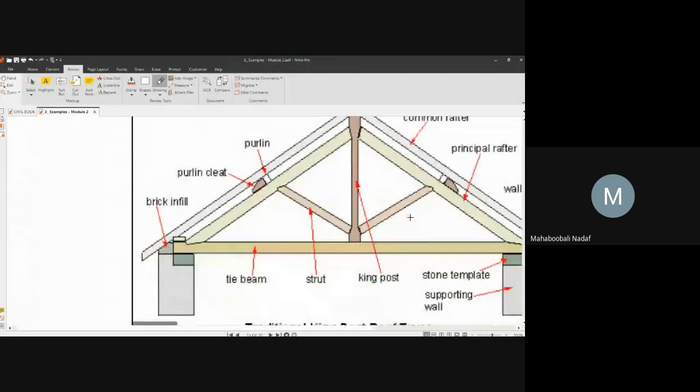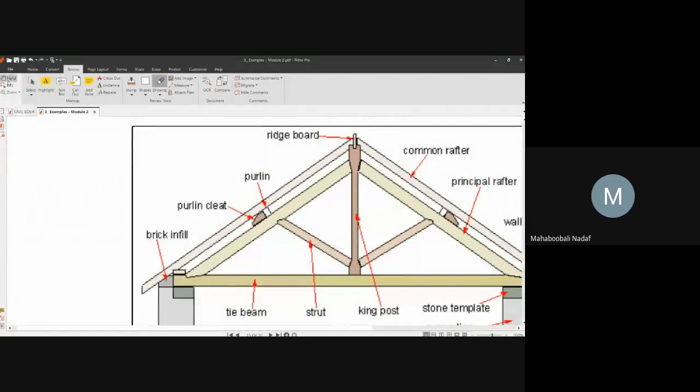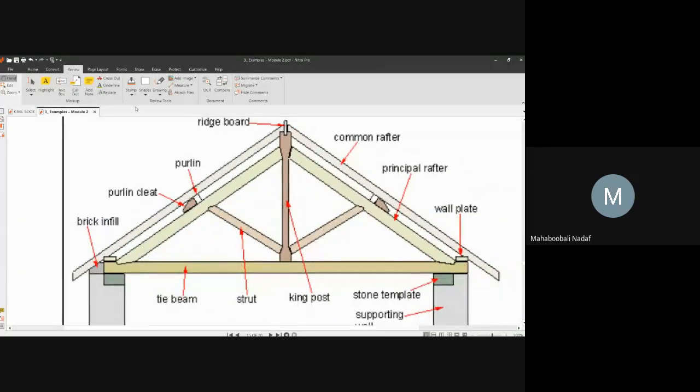This is a typical truss diagram. Fast, I will revise. Here you have the tie member. Here it is called a strut. Here it is called a king post, and this is called the principal rafter. This is called a cleat, and above the cleat there is a small portion which is the purlin. Above the purlin you have the common rafter. Above the common rafter there will be small pieces, and above that the GI covering will come.